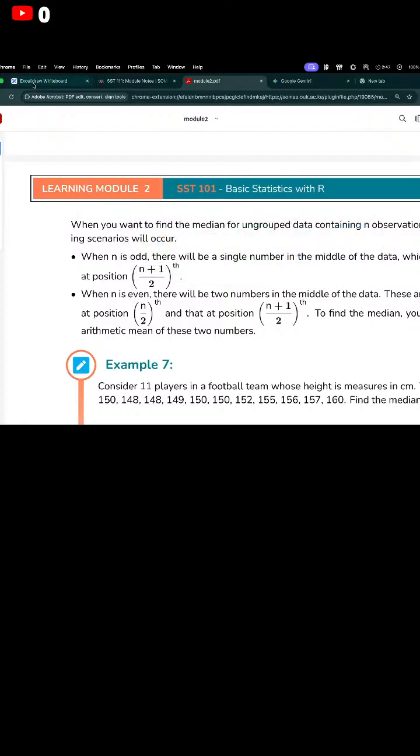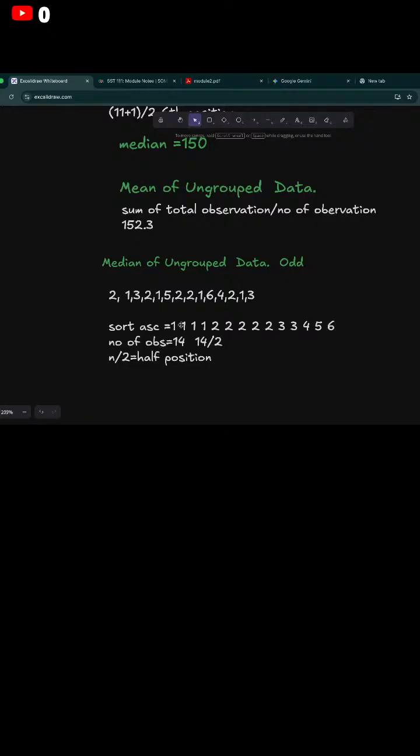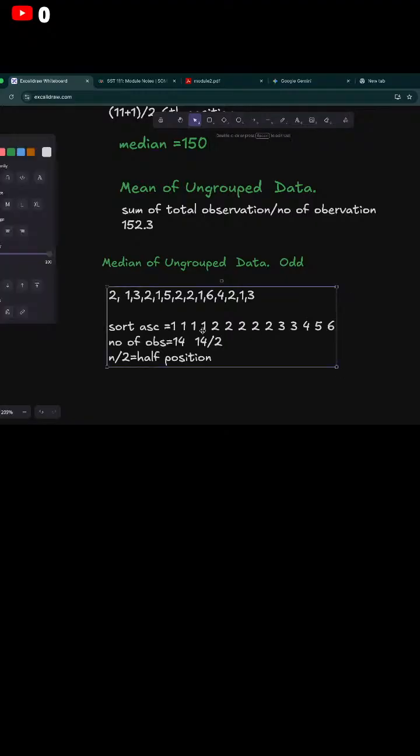So let's go and calculate. We counted up to 7, so we have 7 and 8. We add them, that is 2 plus 2, then divide by 2. The answer will be 2. So that is how we calculate our median for ungrouped data when the number of observations is even.